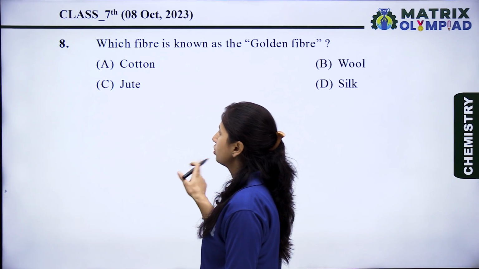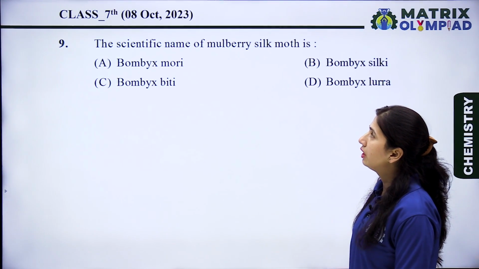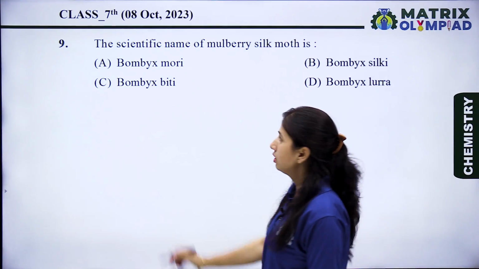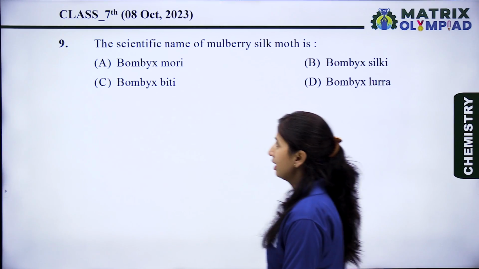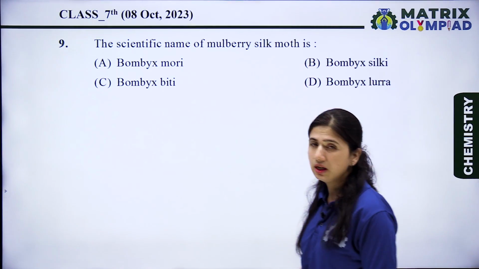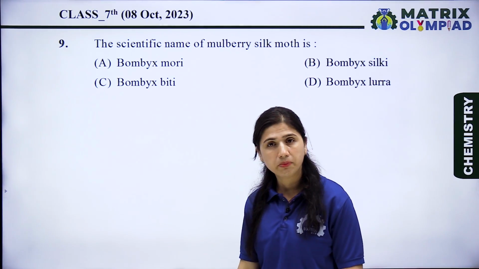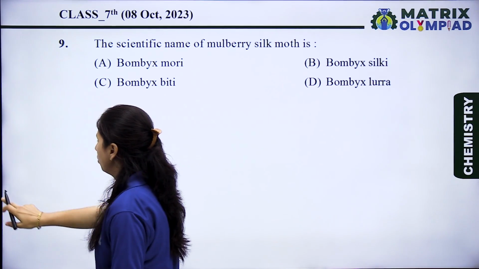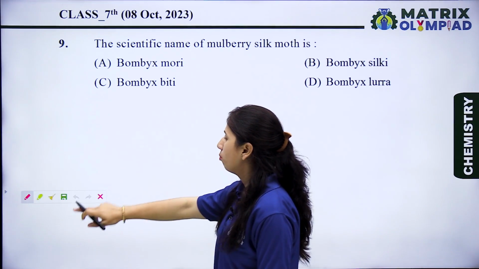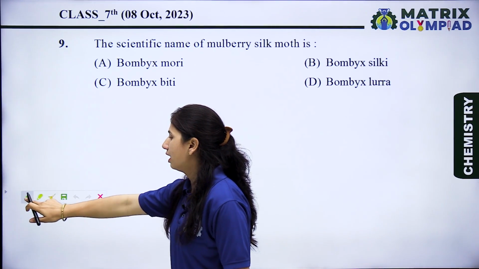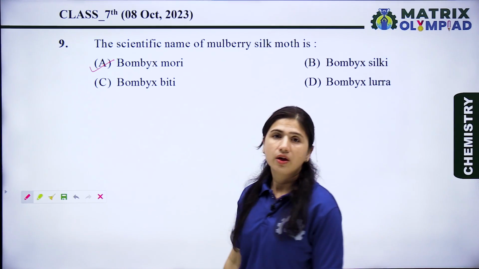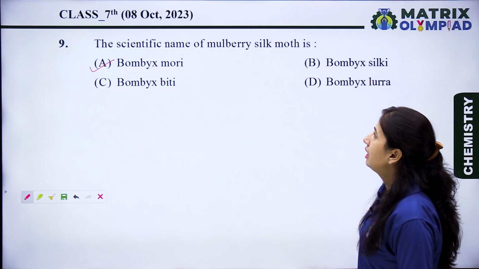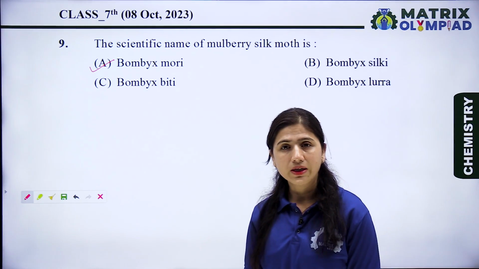Now the next question is, the scientific name of the mulberry silk moth is? First is Bombyx mori, second is Bombyx silky, third is Bombyx beatei, and fourth option is Bombyx lora. So option A, Bombyx mori, is the right option. Bombyx mori is the scientific name of the mulberry silk moth.